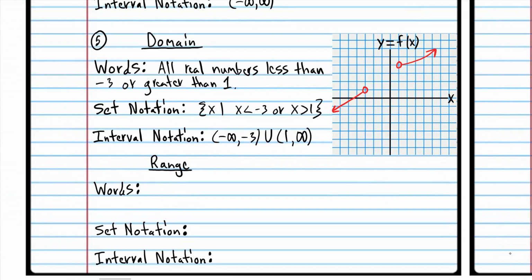So what about the range? Well, now we're just talking about the y values of the graph. So the y values are all real numbers less than 1 or greater than 4.